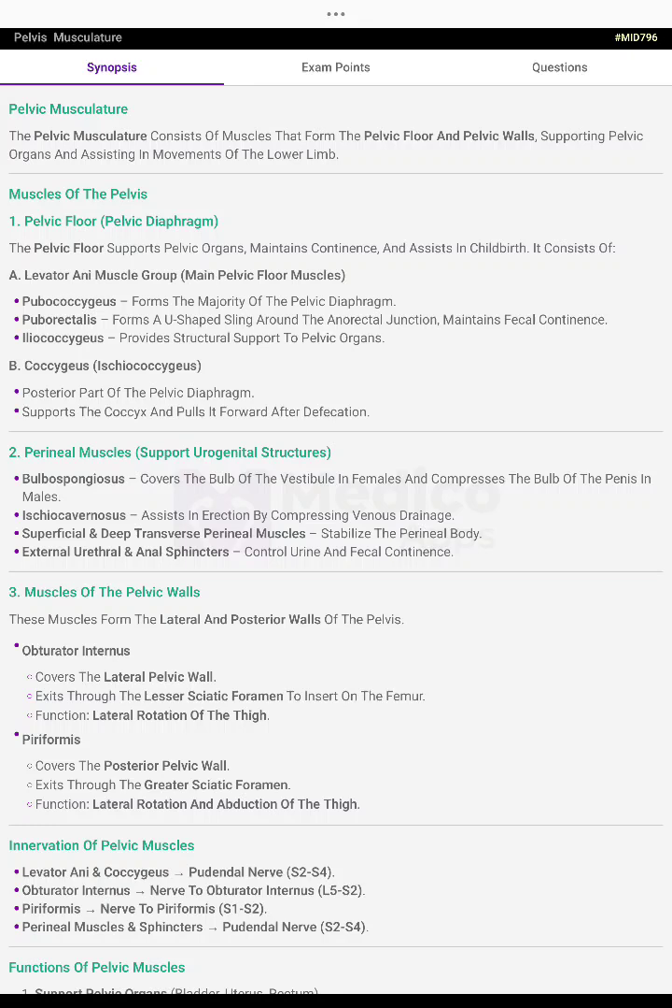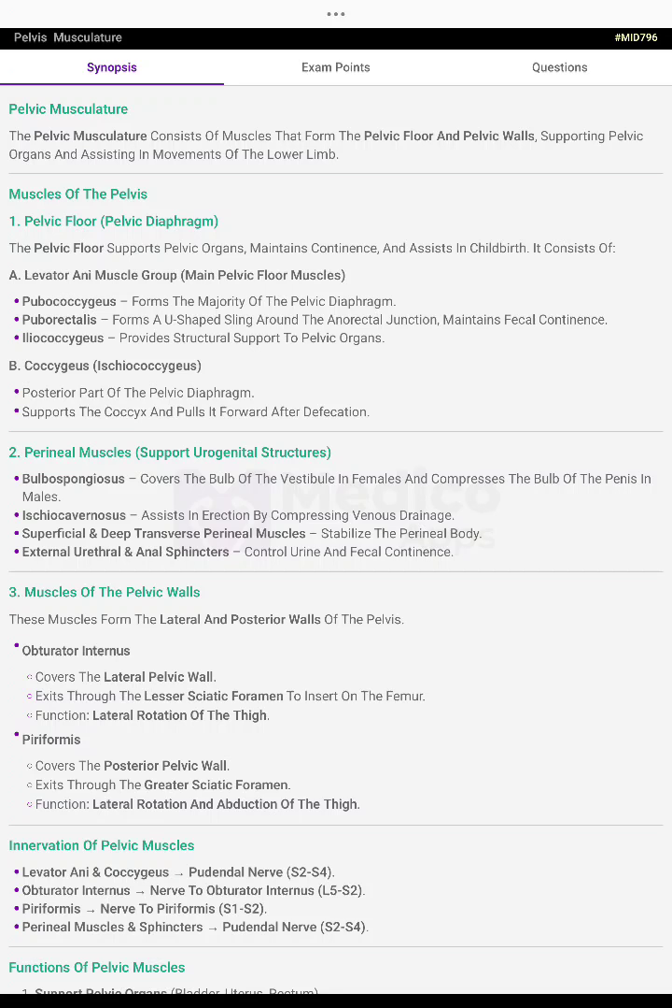The pelvis consists of muscles that form the pelvic floor and the pelvic wall, supporting the pelvic organs and assisting in the movements of the lower limb. The pelvic floor supports the pelvic organs, maintains continence, and assists in childbirth. It consists of the levator ani muscle group, the main pelvic floor muscle: pubococcygeus, puborectalis, and iliococcygeus.